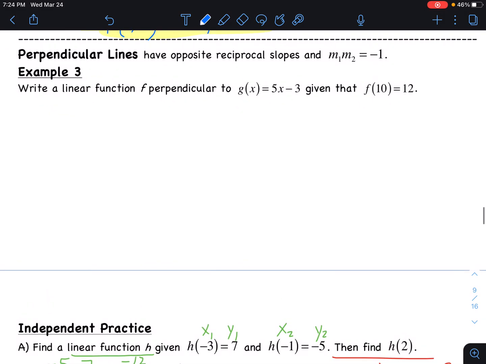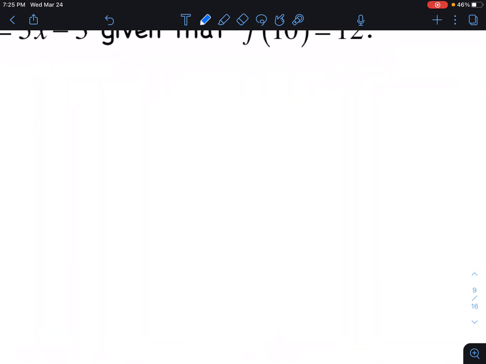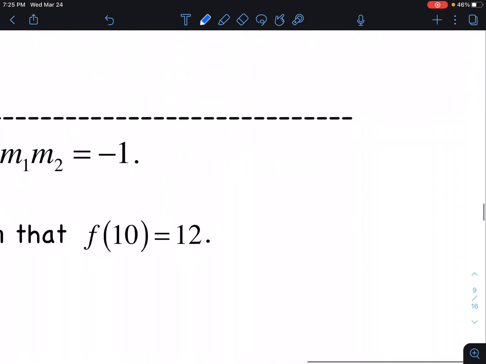Now, perpendicular is going to be different. Perpendicular lines have opposite reciprocal slopes. And when you multiply perpendicular slopes, you get -1. Not that that's important. What that means is when you're dealing with opposite reciprocal, you change the sign and you flip it upside down. Let me show you some examples on the side before I move on.